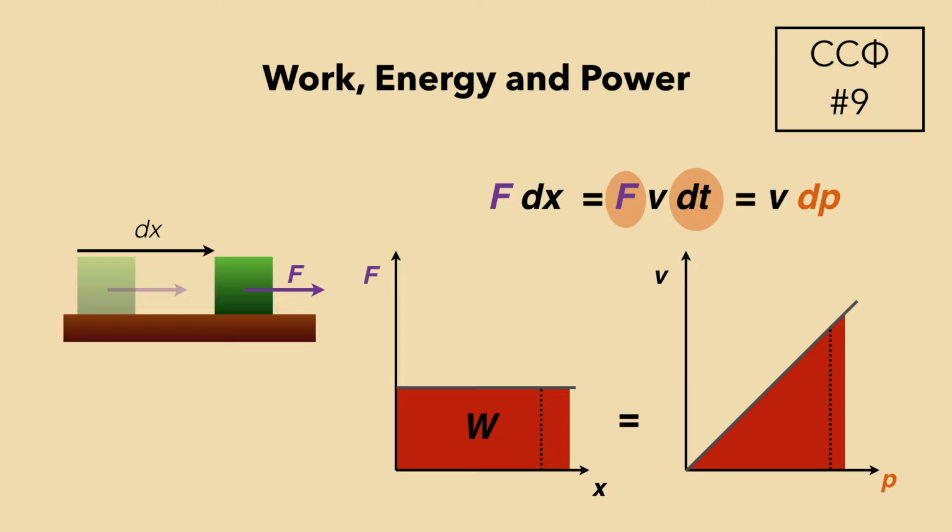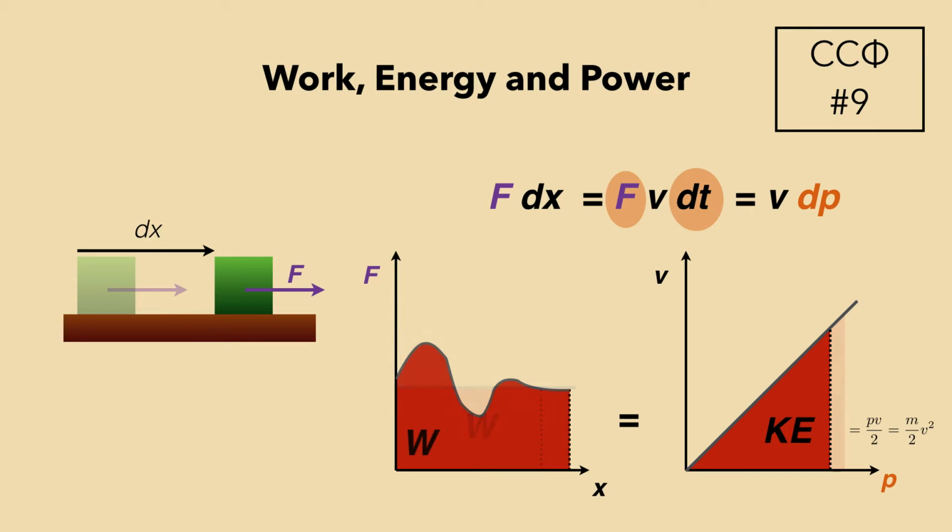And this equality, or this area, is called the work. The work imparted on the object translates to its kinetic energy. The kinetic energy, of course, since this is a linear relationship, is momentum times velocity over 2, the area of a triangle, which gives us this formula m over 2 times v squared.